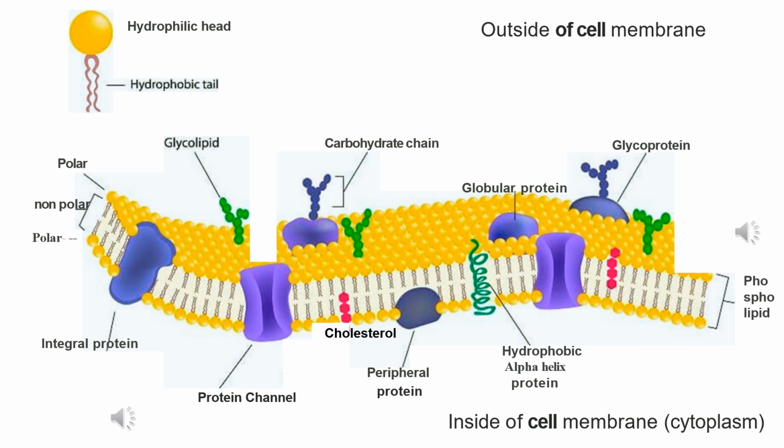Glycolipid. A lipid with a carbohydrate chain attached. Found on the outer surface of the membrane. Helps in cell recognition and interaction. Glycoprotein. A protein with a carbohydrate chain attached. Also located on the outer surface. Functions as receptors or cell identifiers.